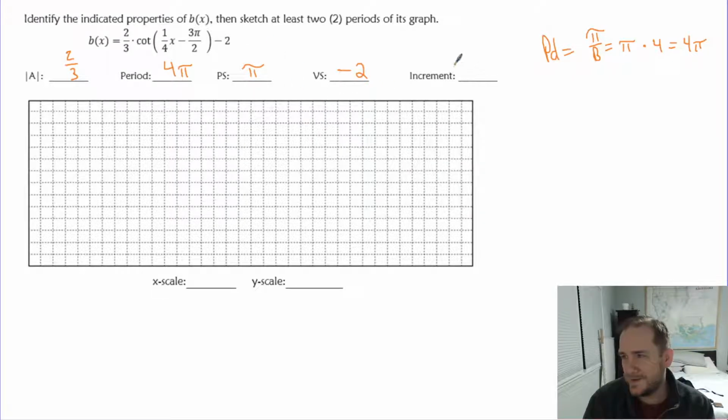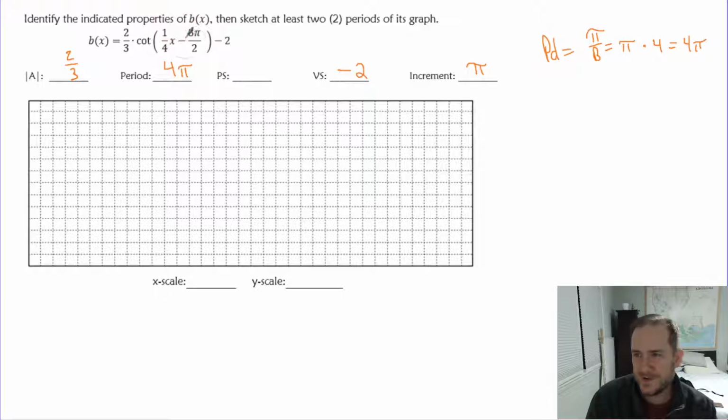That means our increment is... I don't know what I said. I did say phase shift, didn't I? Obviously I meant increment. The increment is going to be the period divided by 4. So the increment is pi.